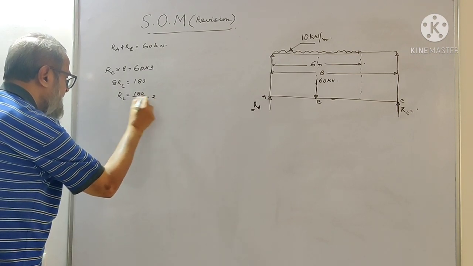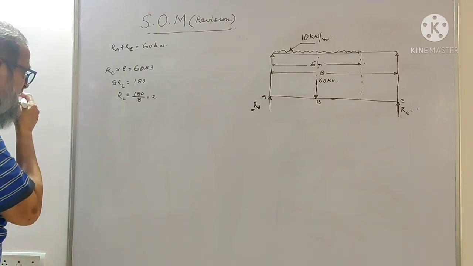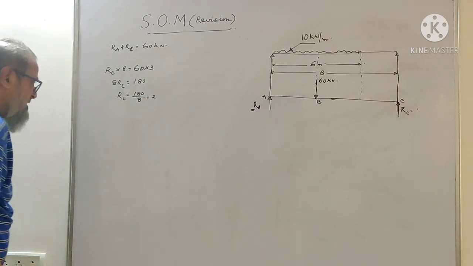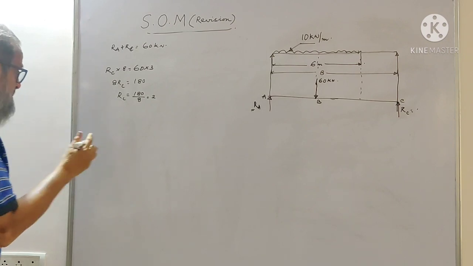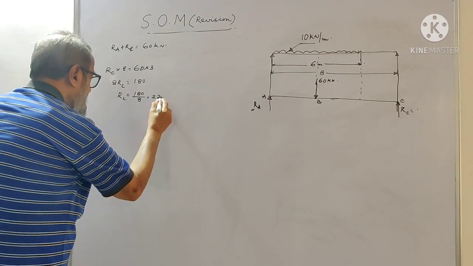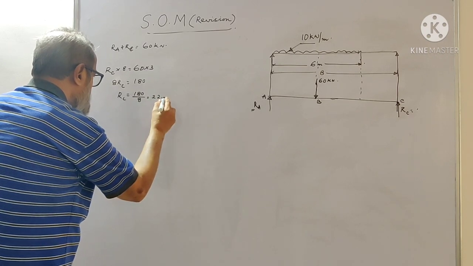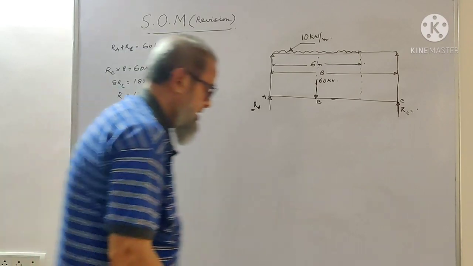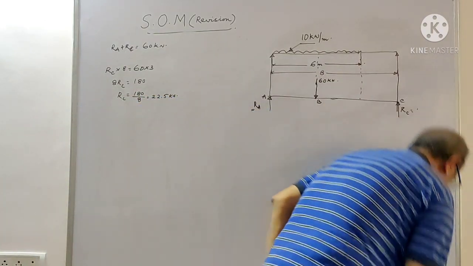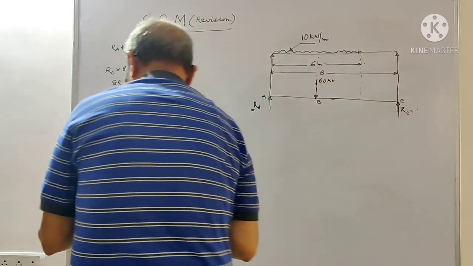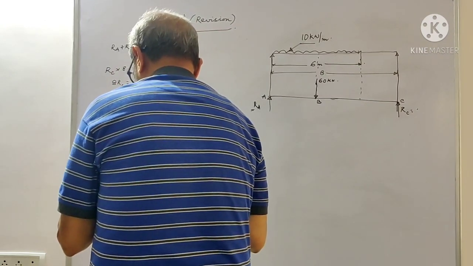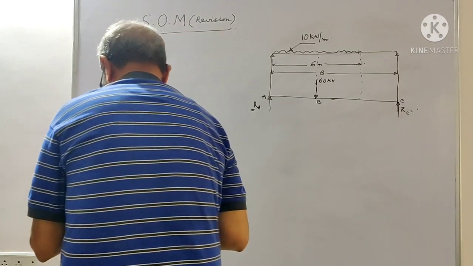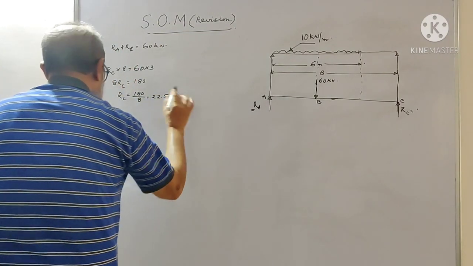8 2s are 16, 2 will remain. 8 2s are 16 again. I think 4 will remain. RC is 22.5 kilonewton, I think. 180 divided by 8 is 22.5 kilonewton.